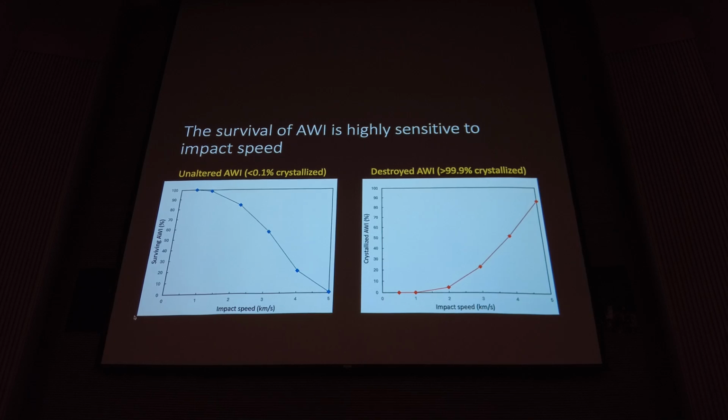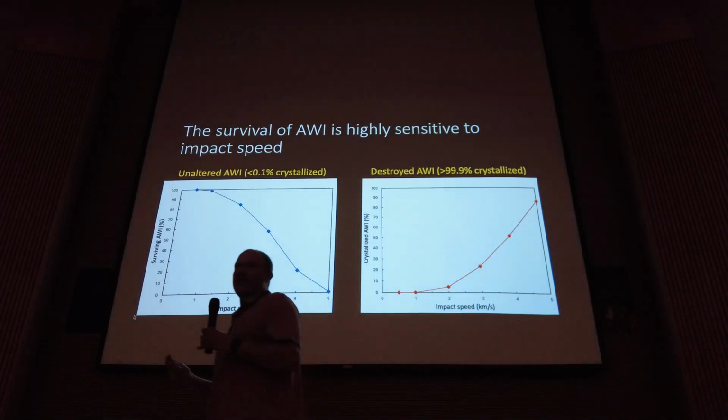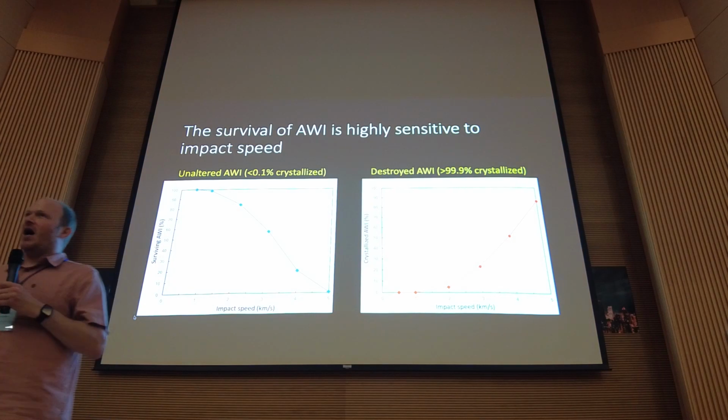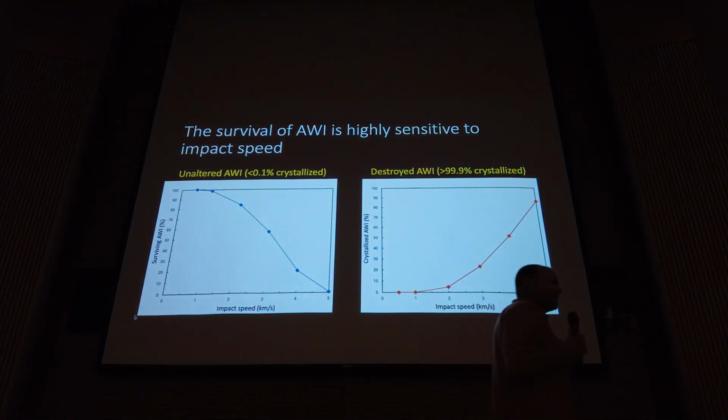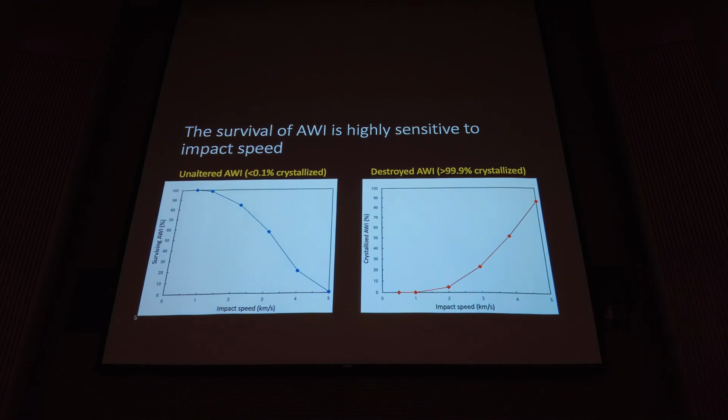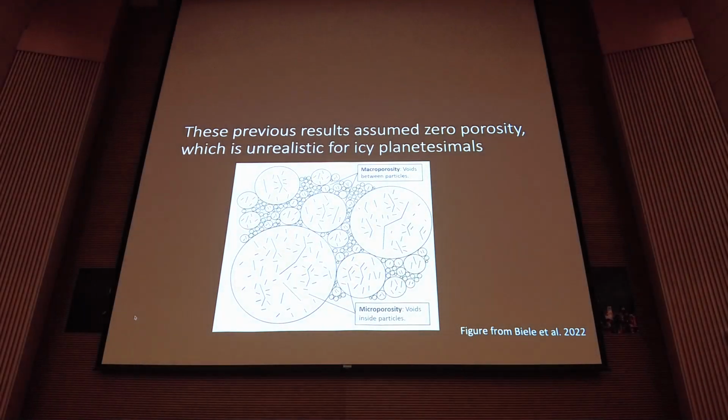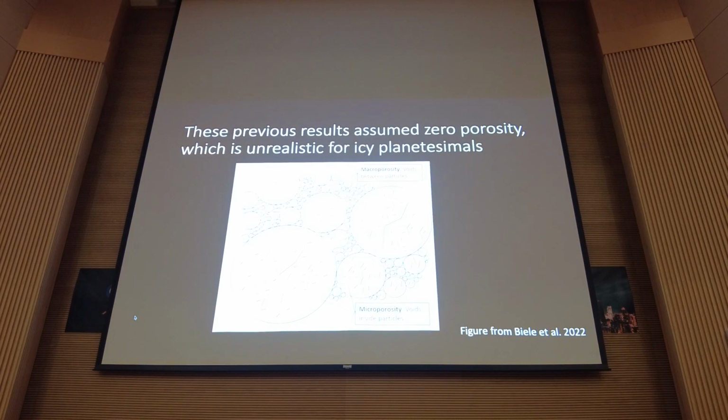I should point out we also looked at other properties. This is part of a sensitivity study. We looked at initial temperature, absolute size of the bodies, relative size of the bodies. What we found in this particular study was that only the impact speed seemed to make any significant difference. But there was a major simplification that we made that may cause some significant problems.